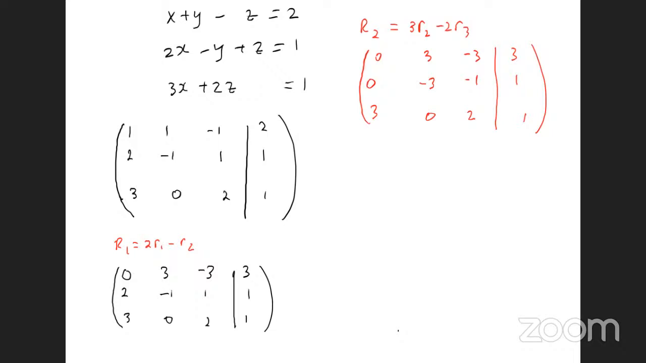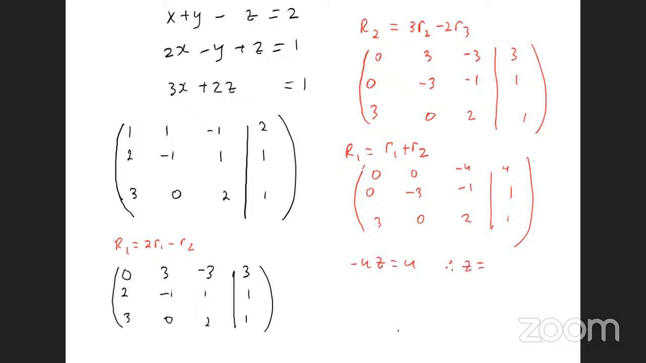Okay? And then I want to change row 1 now. So I'm just going to simply take row 1 and add it to row 2. I'll leave row 2 as it is, and row 3 as it is. So this will become 0, 0, minus 4, 4. So it means that minus 4z is 4. So z is minus 1.